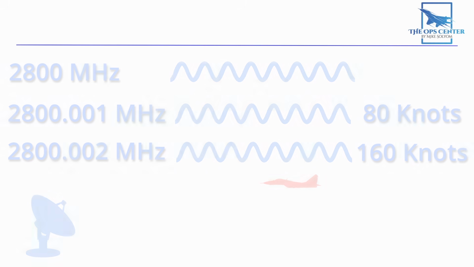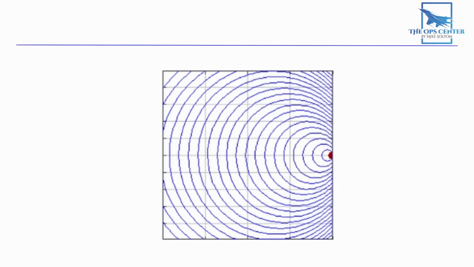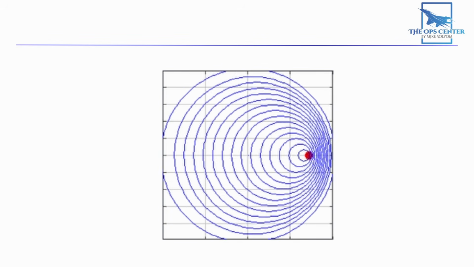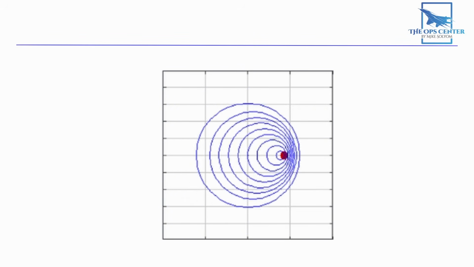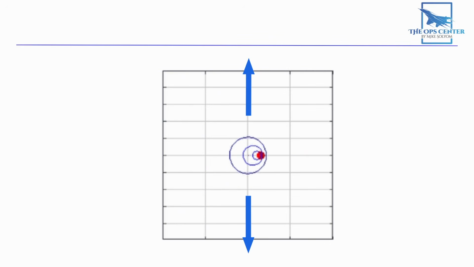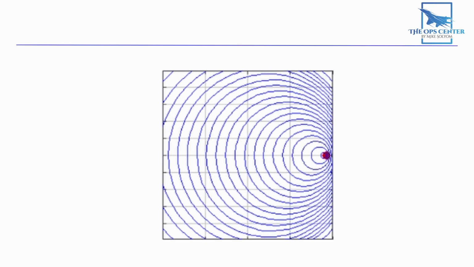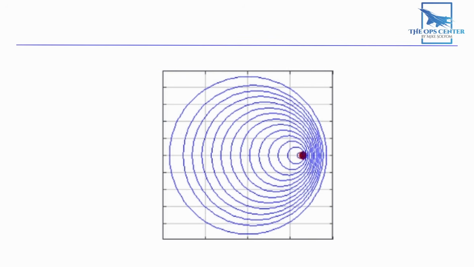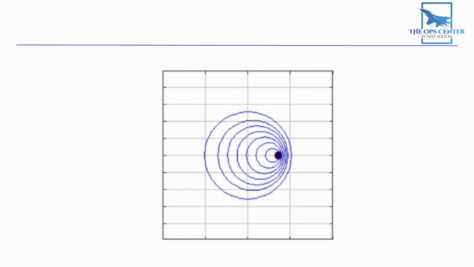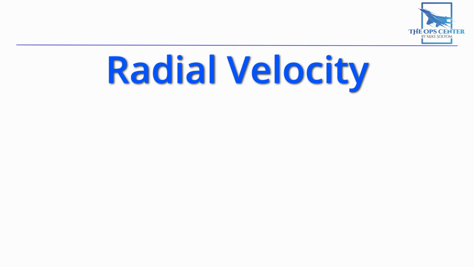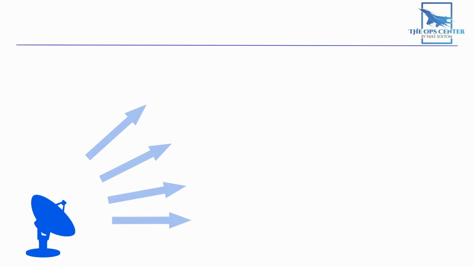However, there's a caveat. Only the waves in front and behind the moving object have their wavelengths changed. These reflections that are 90 degrees to either side come back at exactly the same wavelength. This means we can only measure the speed towards or away from the emitter. The name for this is radial velocity. That's because it's the movement on these lines that radiate away from our emitter.